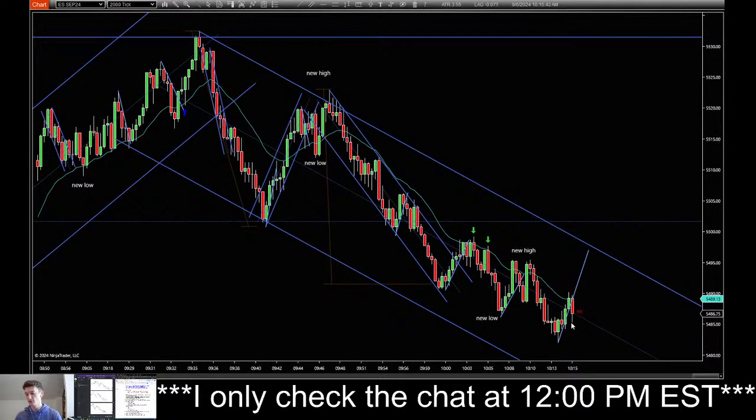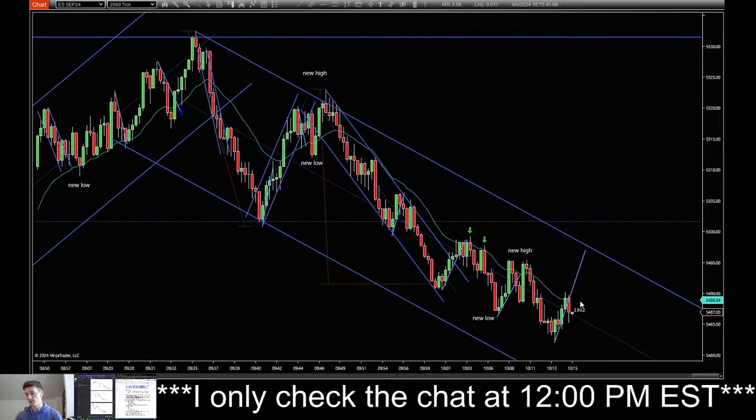Okay, we have a first entry short. There's a possibility to look for a second entry short off the EMA here. Looks like we're in a downtrend. We've been holding the EMA. So looking again for a second entry short.